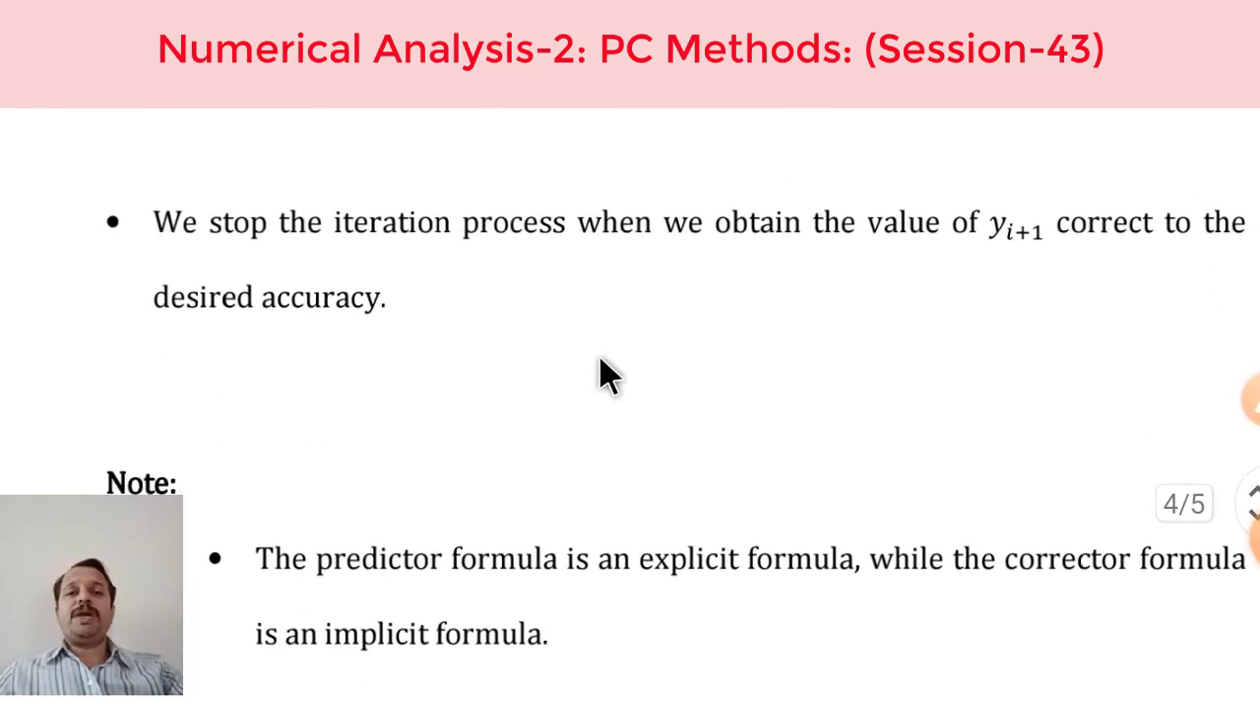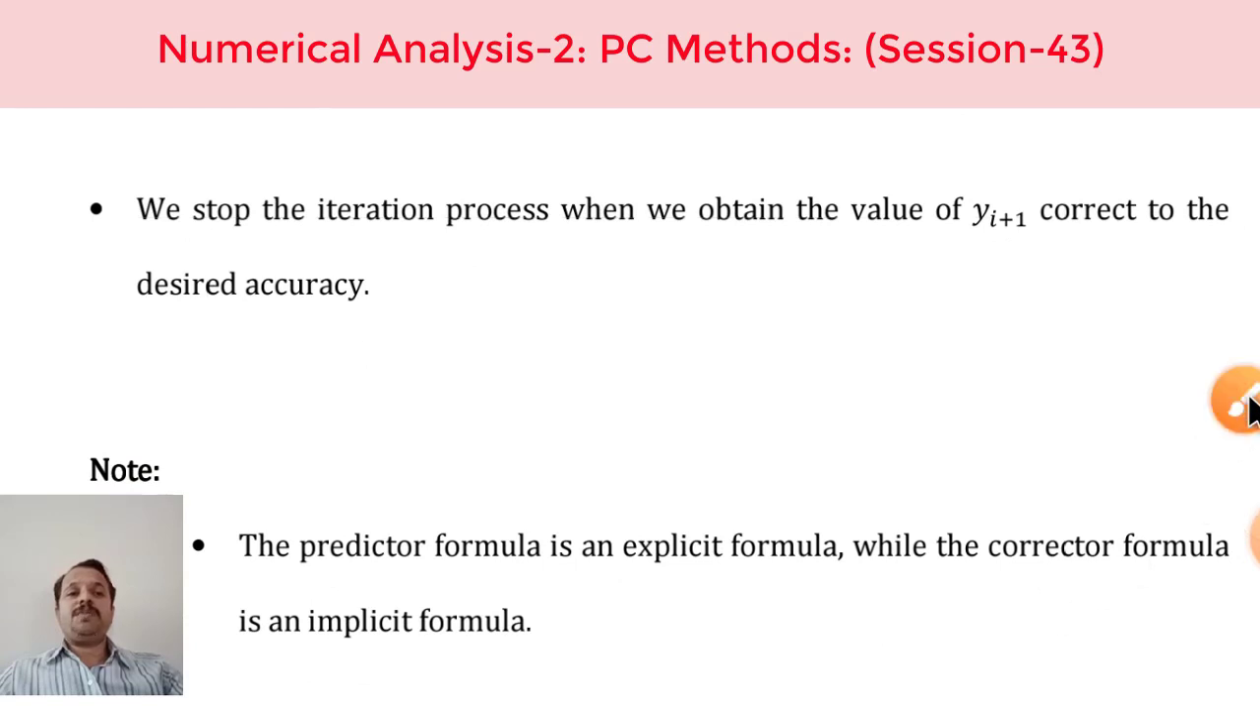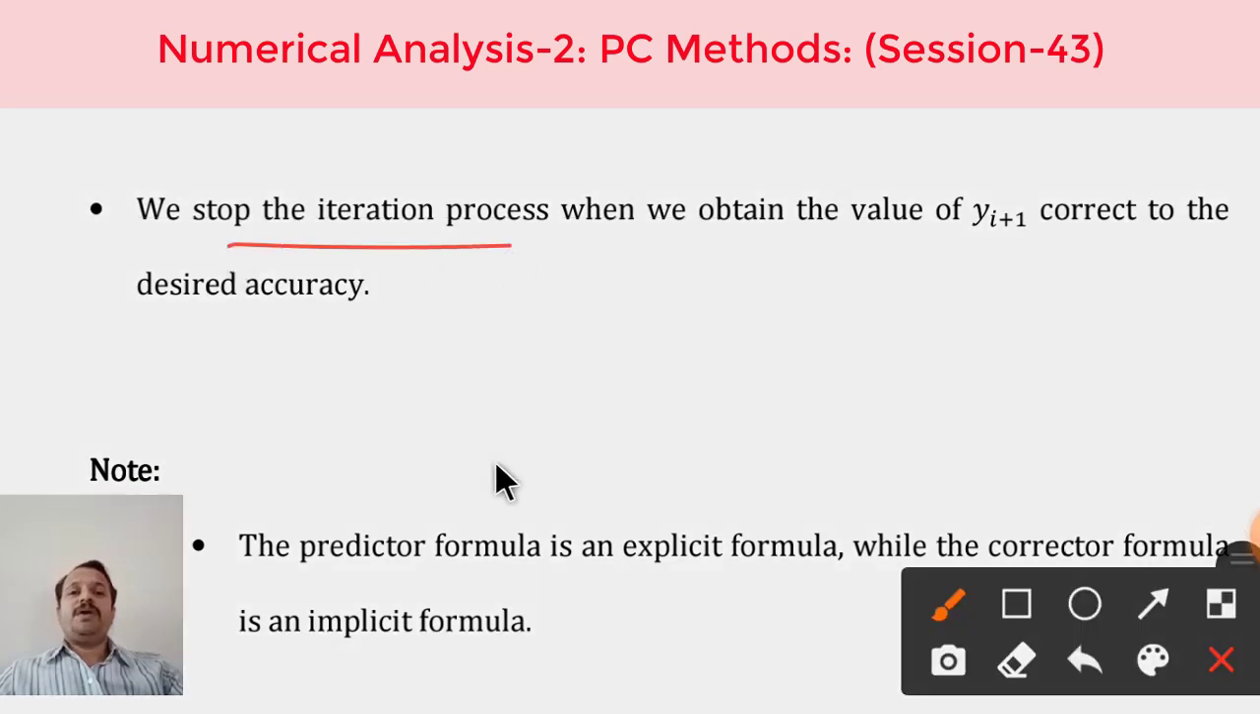When should we stop the iteration process? The iteration process must be stopped when the two corrected values of y_{i+1} are the same up to the desired number of decimal places. Then we can stop the iteration process and consider the final value as the required value of the unknown y at the point x_{i+1}.